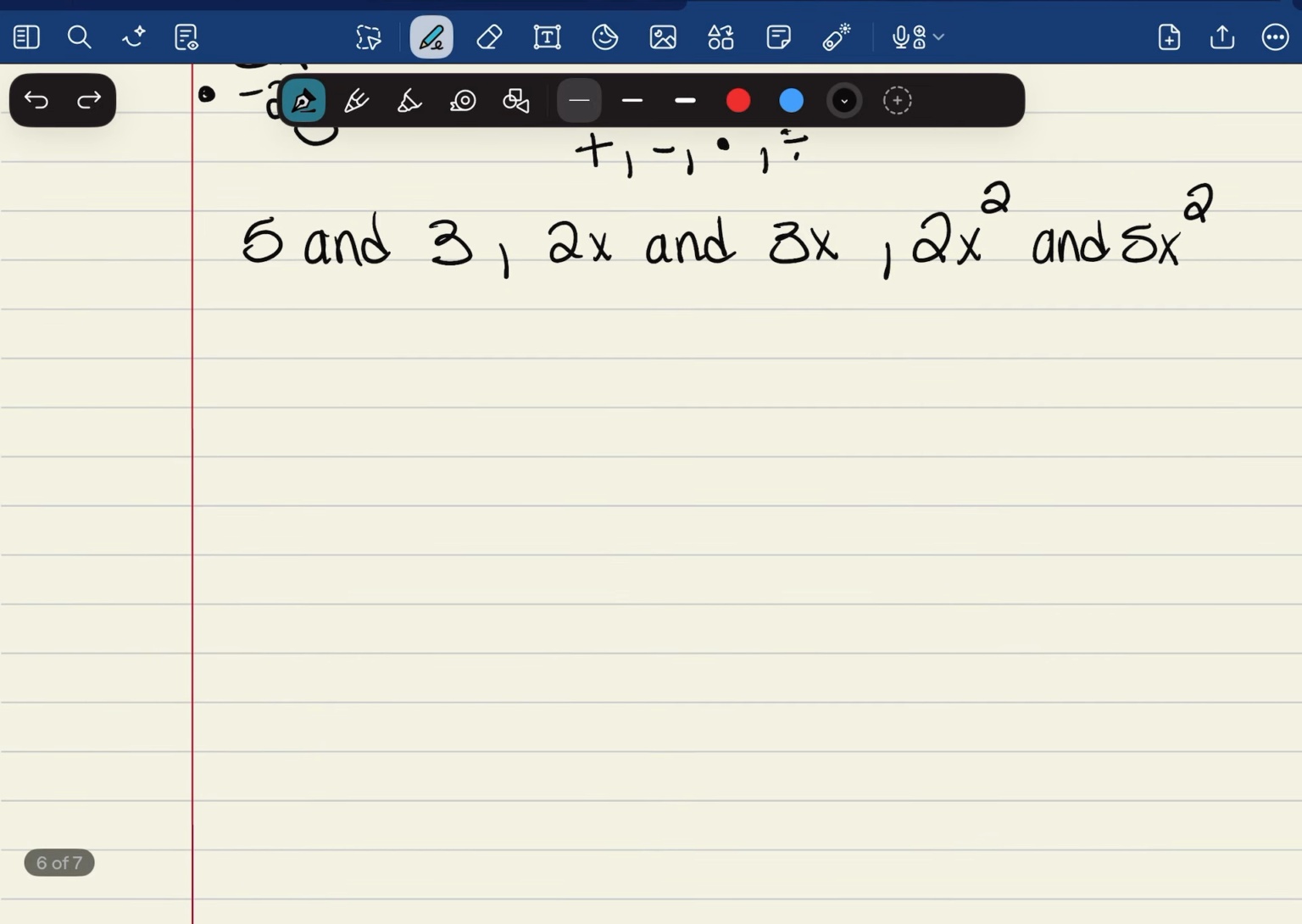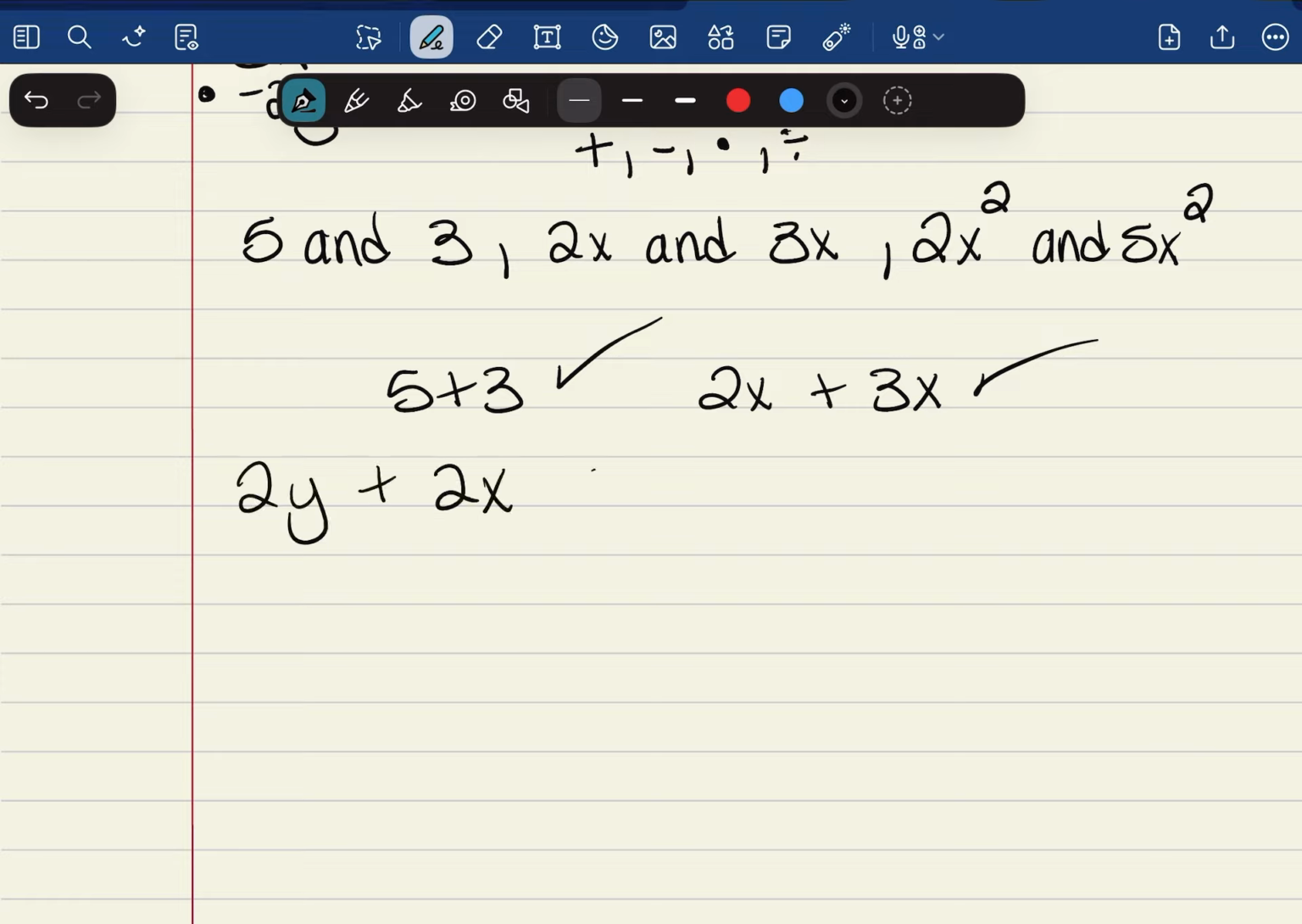Now, let's say we're combining like terms. Let's say we're doing 5 plus 3. We could do that. We're doing 2x plus 3x. We can do that. Let's say we're doing 2y plus 2x. We cannot do that. That's not possible. This equals check. This equals check. We cannot do this. They are not like terms.